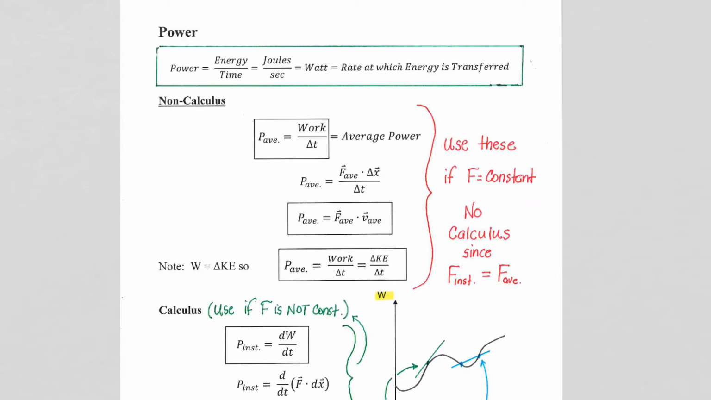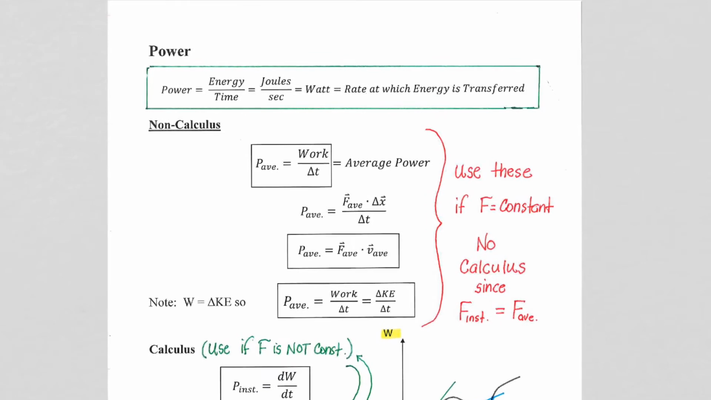Alrighty, our last Chapter 7 lesson is on power. And as you see here, power is the rate at which energy is being transferred. So we have energy per time, which is joules per second, which is what? What? No, not what? Watt. James Watt. So a watt, 1 joule per second equals 1 watt.